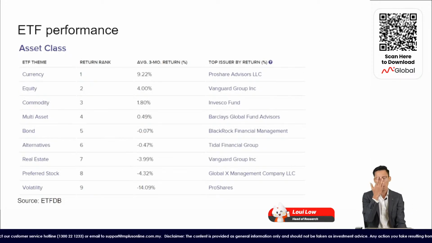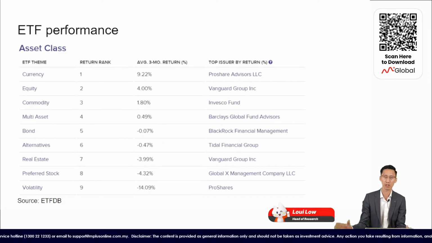Okay. So just to give you an idea of what sort of asset classes have performed and underperformed the market over the past 3 months.